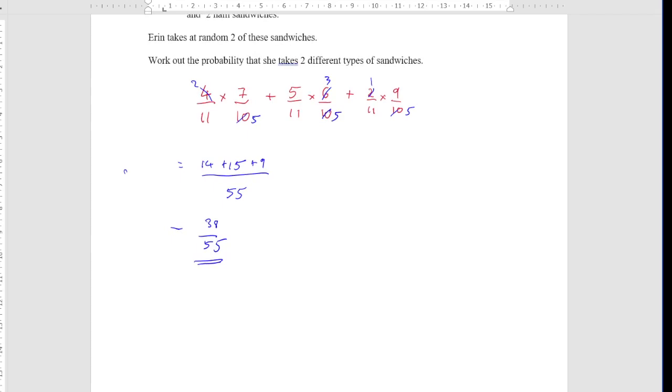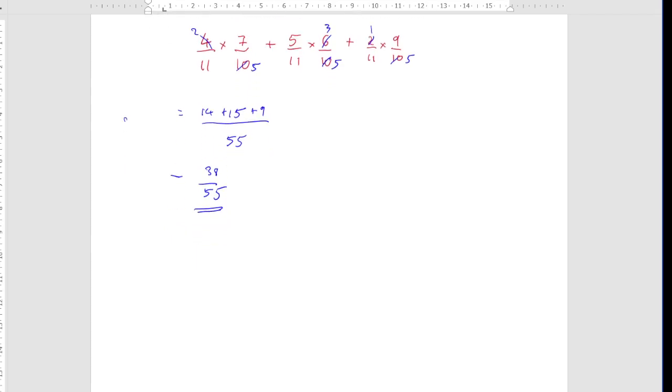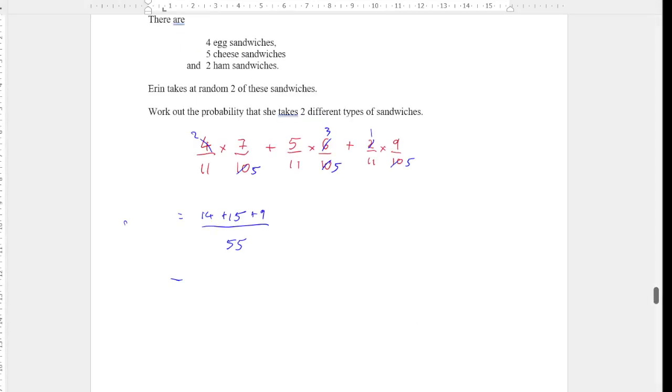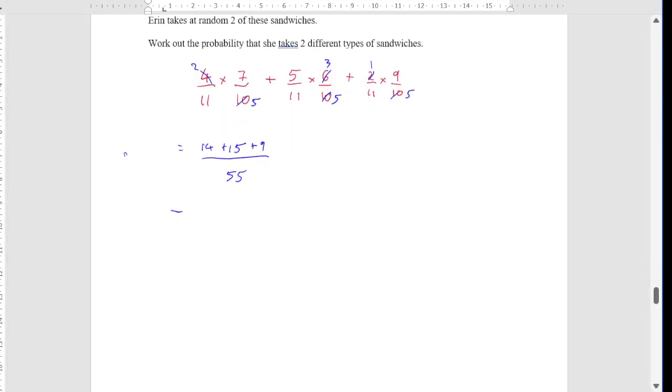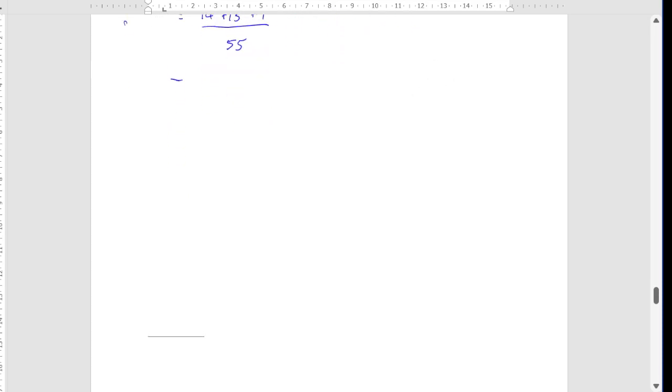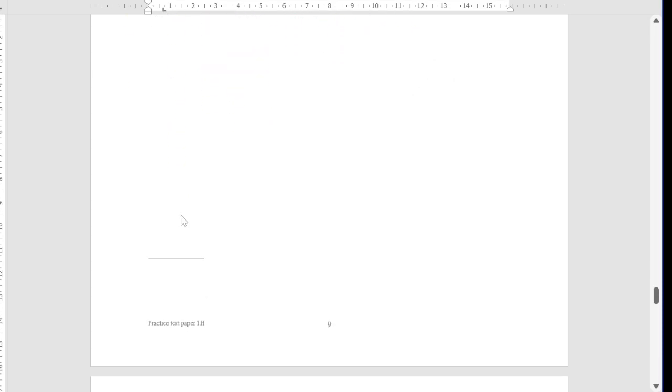Looking for things that I can cancel down there. I don't think I can, so I'm going to leave it like that. So I'm looking at 38 out of 55.